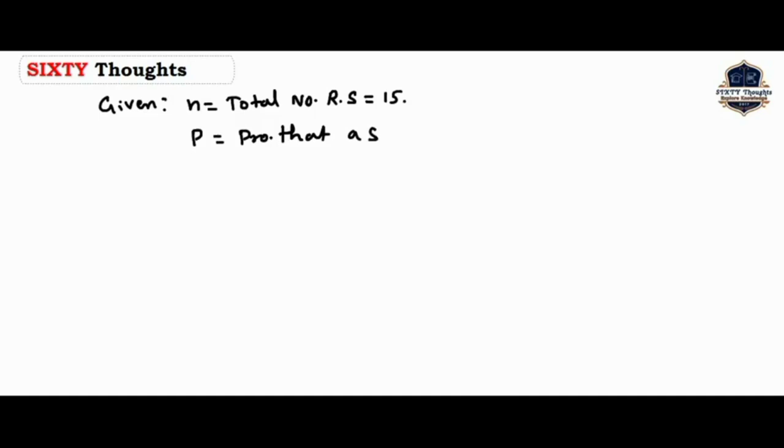So what is given? The n value is given, right? What is meant by n value? N is nothing but the total number of random samples. How many samples are given? Screws, right? So the n value is 15, and also they gave the defective term. How many percent defective? Only 5%. So let us consider p equal to the probability that a screw is defective.